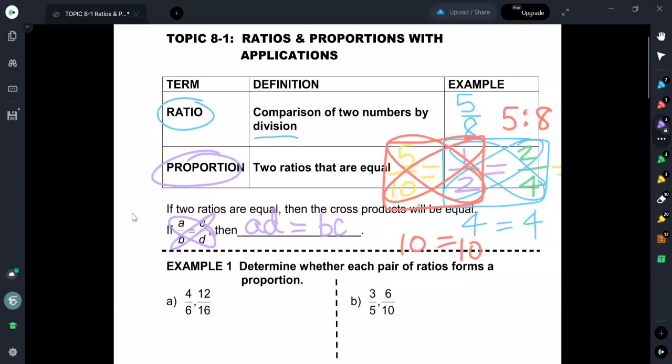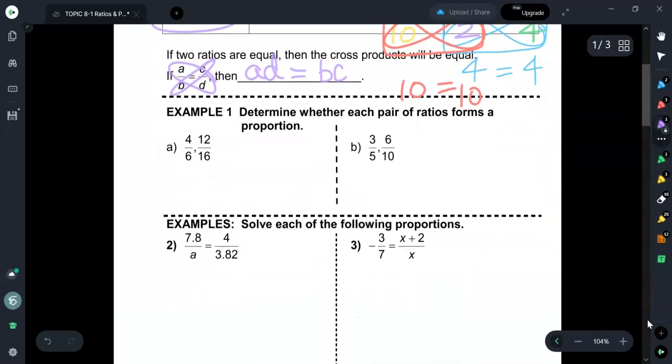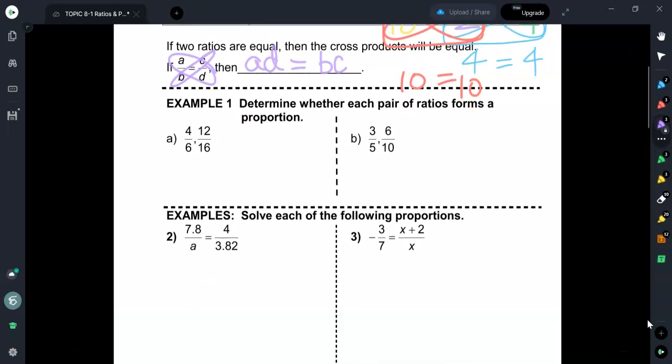So for the next example, I'm going to do a couple of these examples for you. Let me scroll up here. Determine whether each pair of ratios forms a proportion. If I can make a proportion, that means my two ratios, my two fractions, are equal. So I'm going to set these up and test them to see, are they in fact equal? Let's take 4 over 6 and set it equal to 12 over 16.